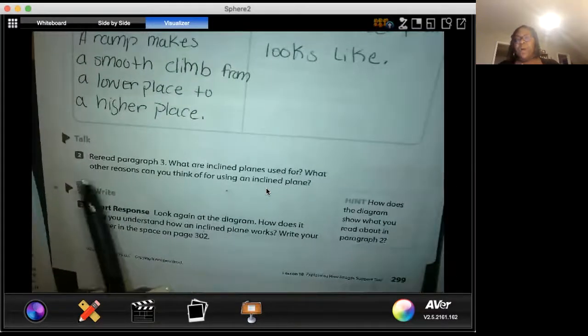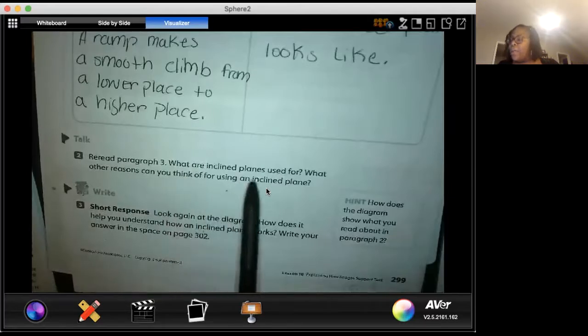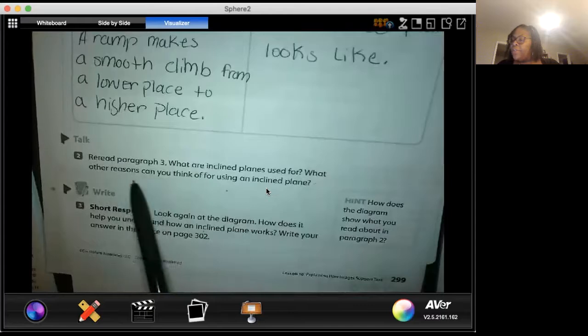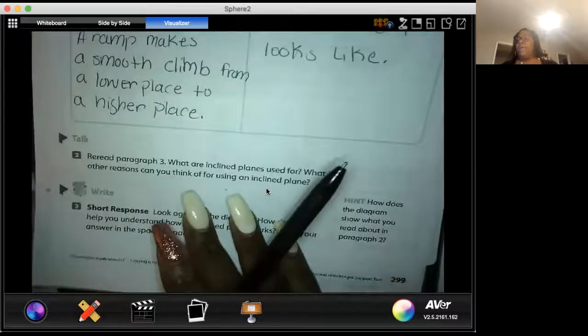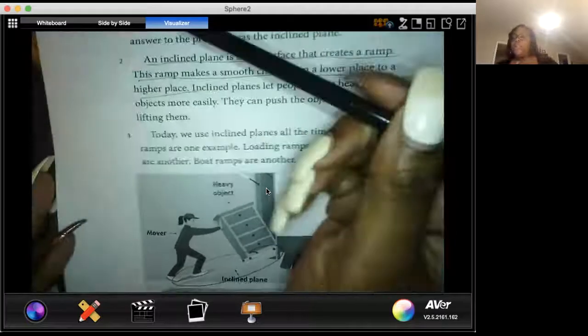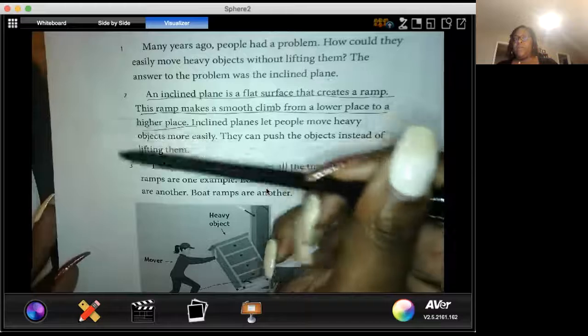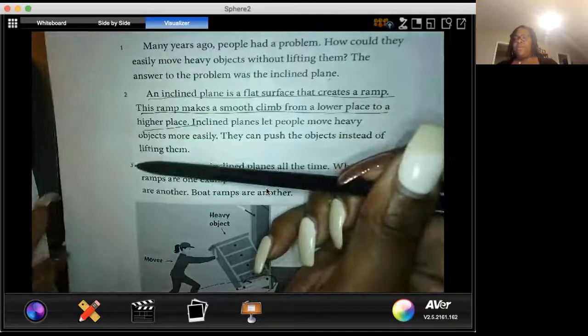Okay, talk. Reread paragraph 3. What are inclined planes used for? What other reasons can you think of for using an inclined plane? Let's go to paragraph 3. So let's look here. It says paragraph. These numbers on the sides represent the number of the paragraph. This here is paragraph 3.